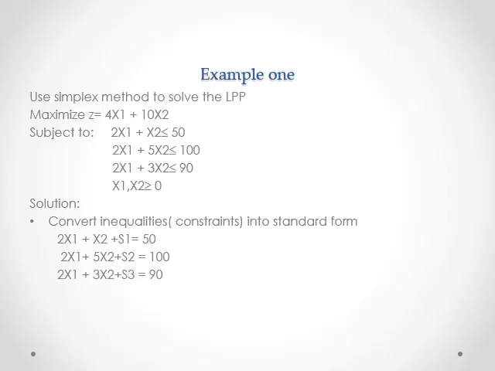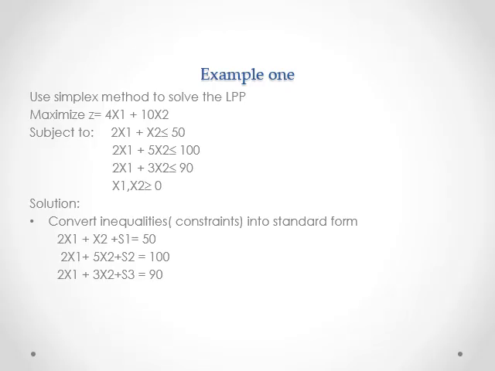Now the first step is to convert inequalities constraint to standard form. Once inequality is less or equal, then we are going to add s1. 2x1 plus x2 plus s1 equal 50, 2x1 plus 5x2 plus s2 equal 100. The last constraint 2x1 plus 3x2 plus s3 equal 90.